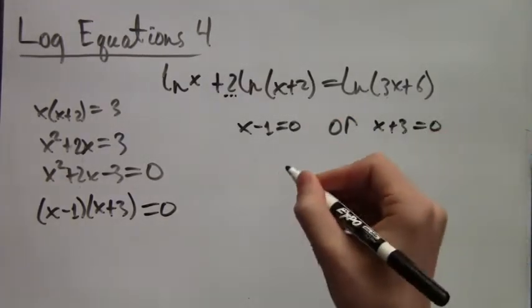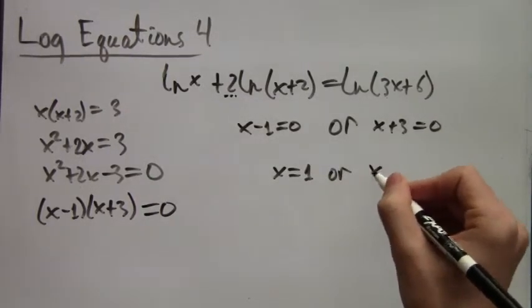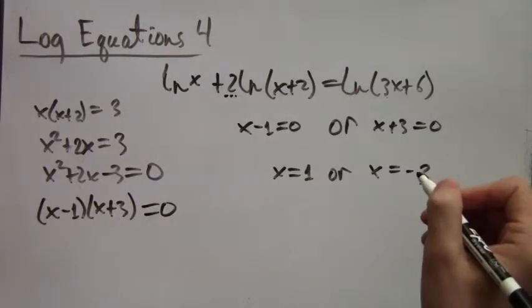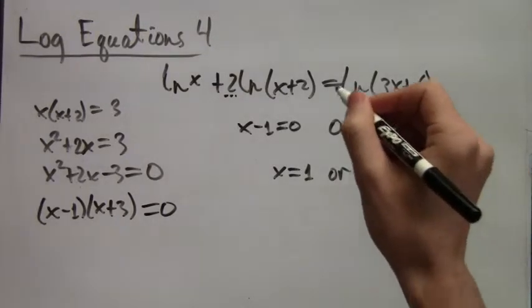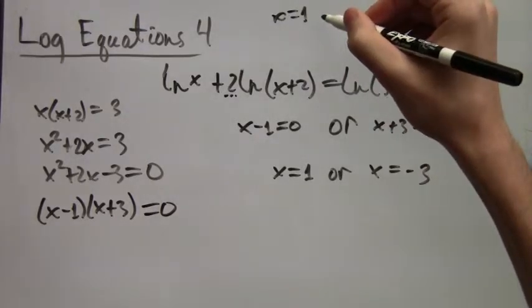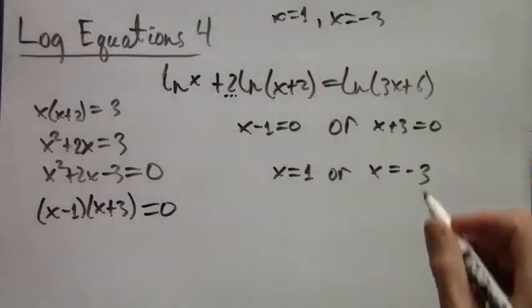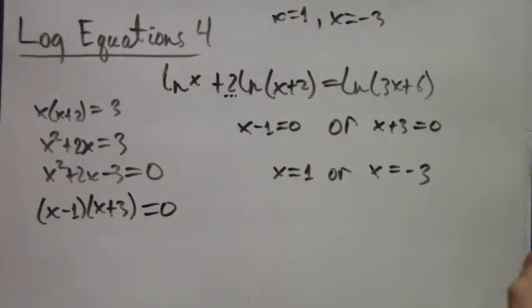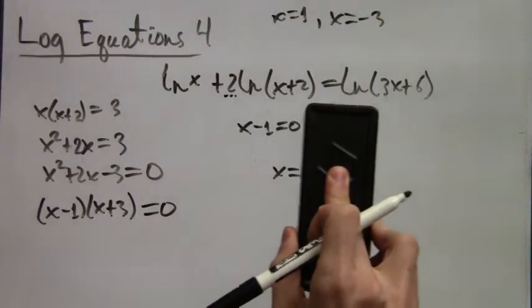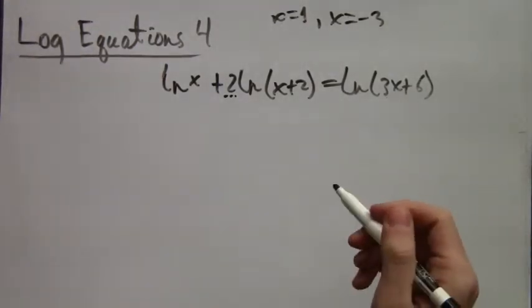This gives us two possible answers. x equals 1 or x equals negative 3. This is just how we go about solving a quadratic equation. So we have two answers, but we need to make sure they both work. So let's plug them both in.